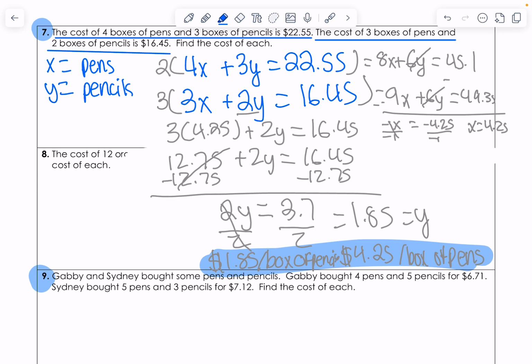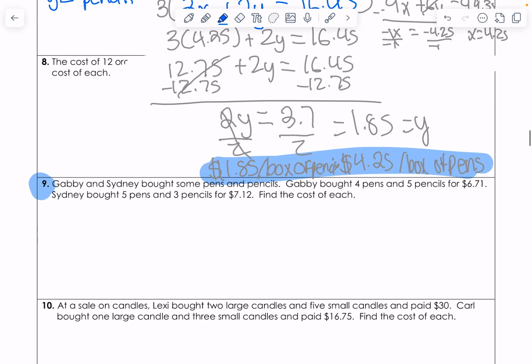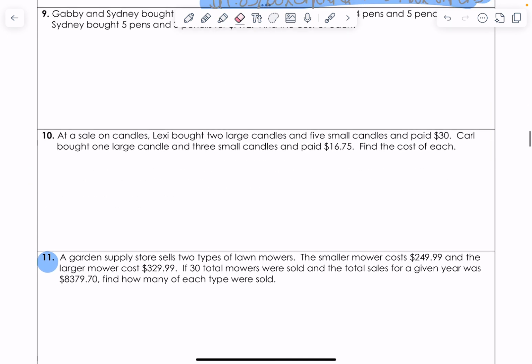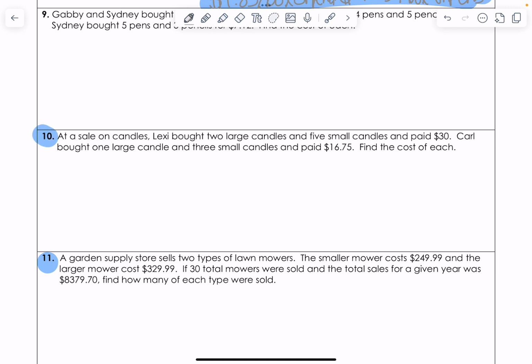This is, let me see here. Let me actually skip number 9. It's the same pen and pencil argument. Let's do number 10 and then 11. That's what we're going to pivot and do. So, starting at number 10, let's read this together.